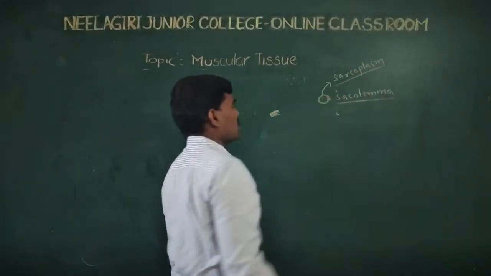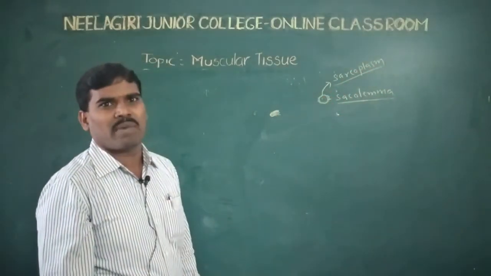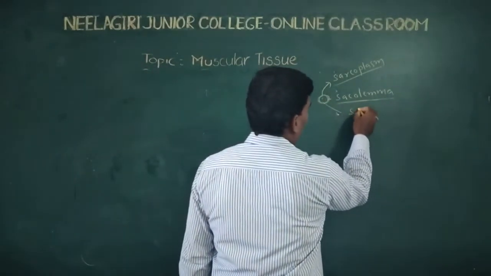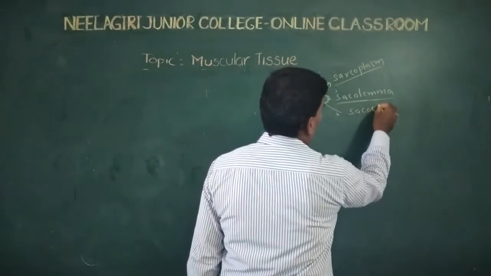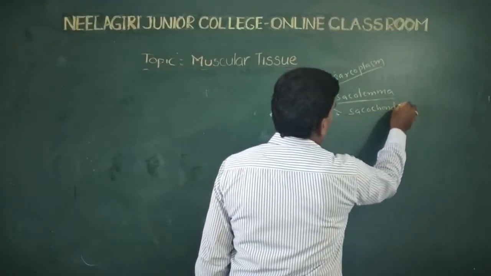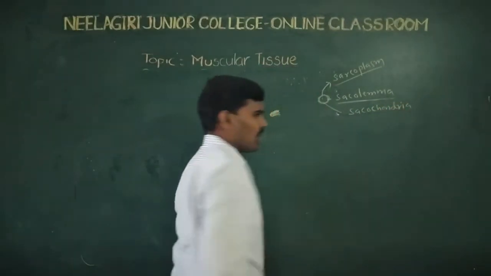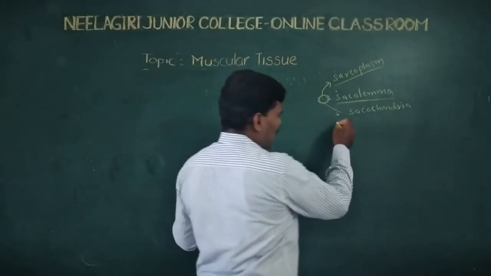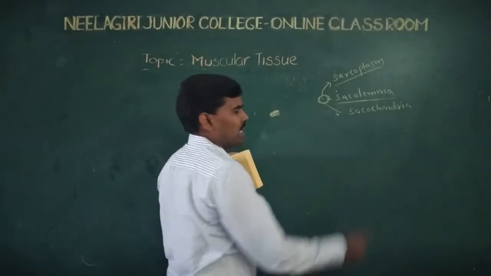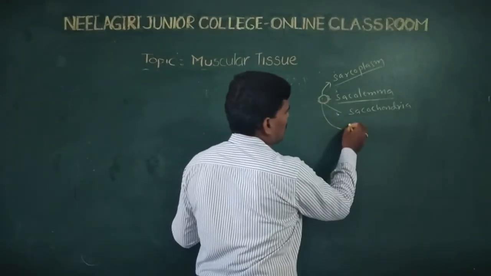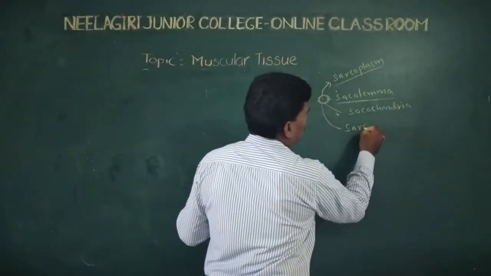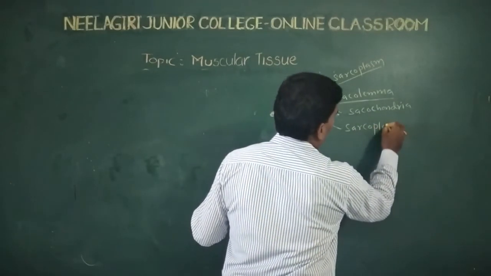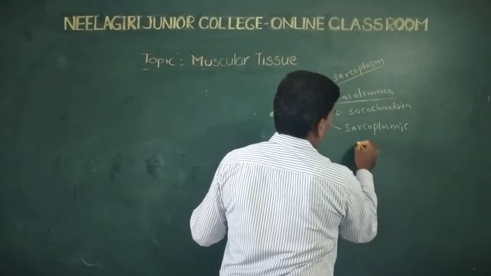Inside the muscles, mitochondria are present. This mitochondria is called sarcochondria. Inside the muscles, the endoplasmic reticulum is called sarcoplasmic reticulum.